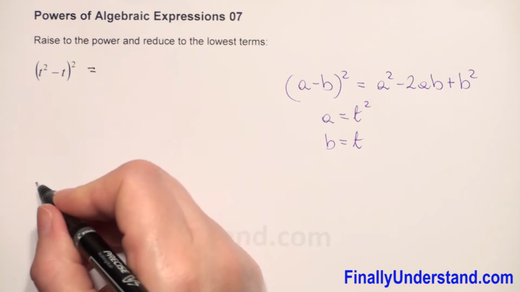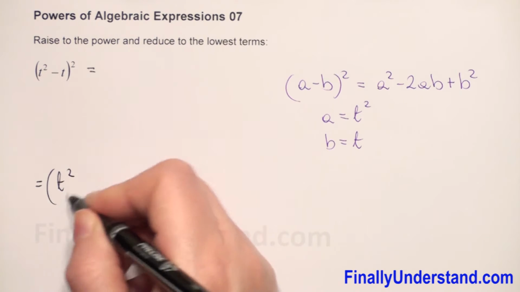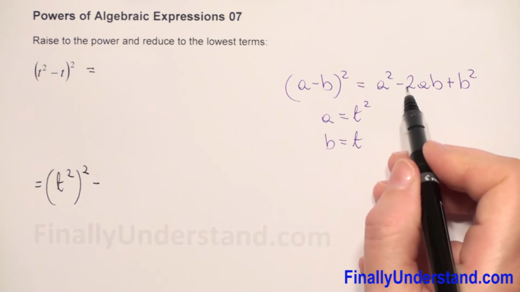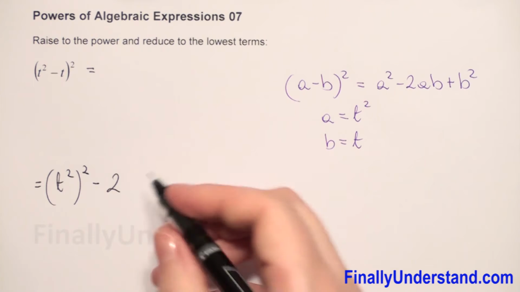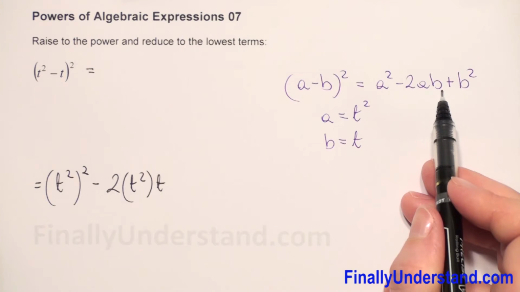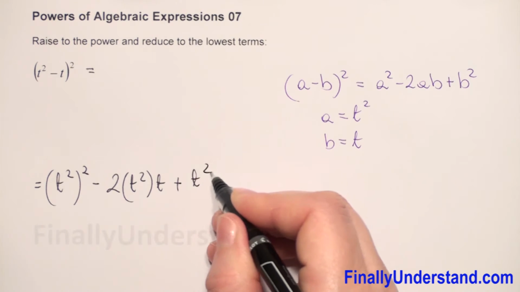So this is equal. First we have a squared, so we will have (t squared) to the second power. We have the negative sign, we copy 2, and next we have a times b, so we will have t squared times t. And next we have the positive sign and b squared, so we have t squared.